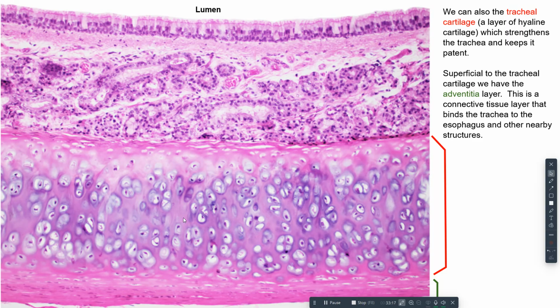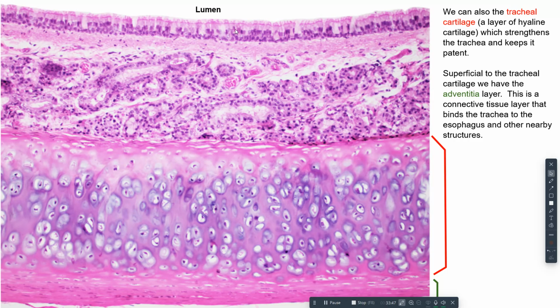Of course, think back to AP1. We've got the matrix. We've got the chondrocytes in their lacunae. All that good stuff from last semester. Then finally, the outermost layer of the trachea here is the adventitia, a connective tissue layer that is going to bind the trachea to nearby structures such as the esophagus.